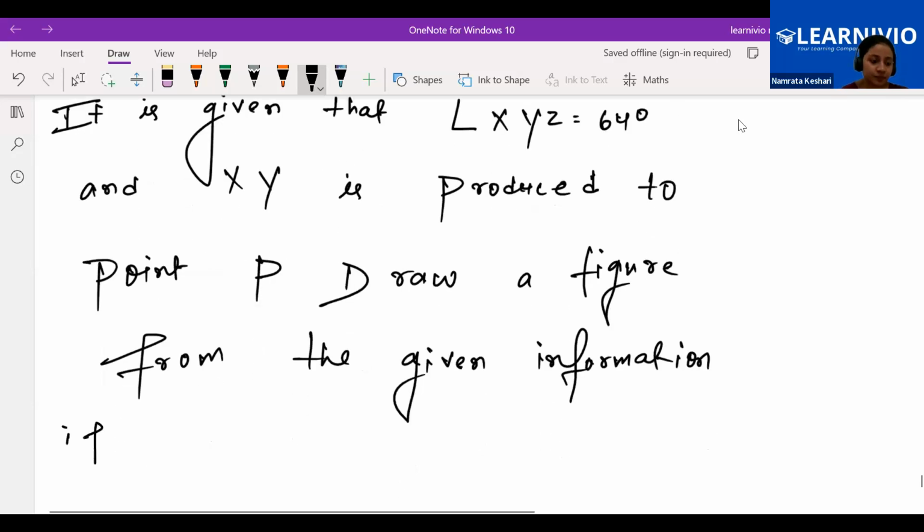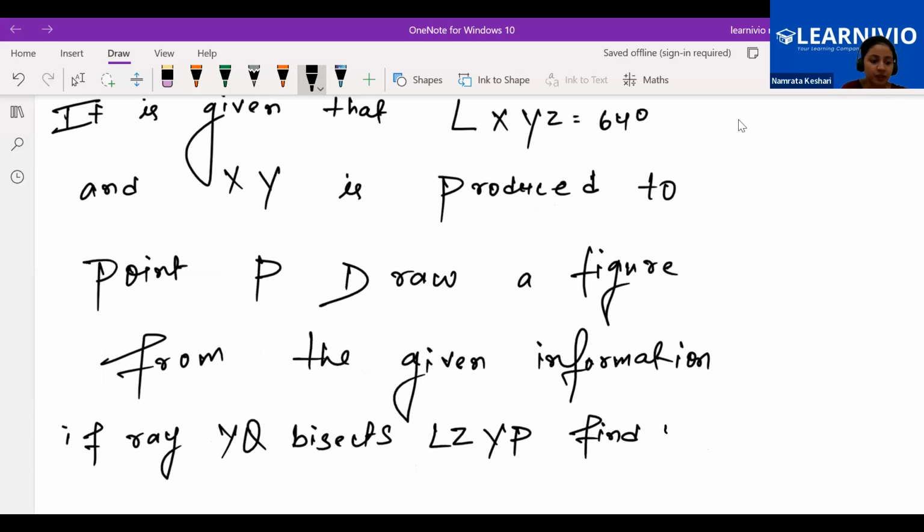If ray YQ bisects angle ZYP, find angle XYQ and reflex angle QYP. Reflex we were discussing in the first class. We understand reflex. But first thing first over here, we have to draw the figure. Can you please draw the figure? Try it. Sara, Sazia, Ayan, Farhan, Irshad, please try it at first. Then we will be doing it together. Please try it.